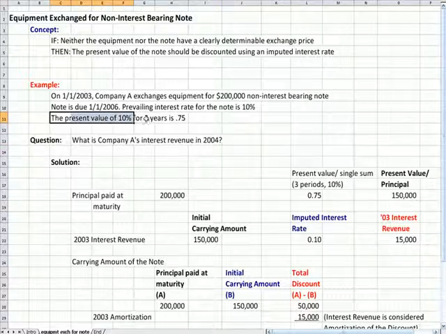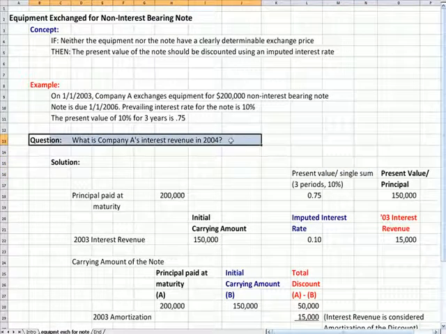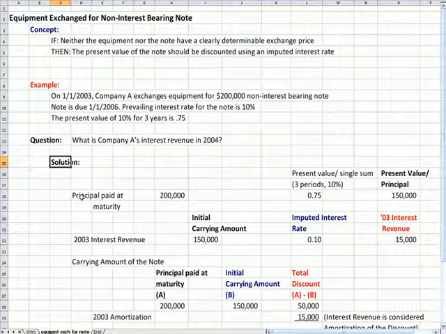The present value of 10% for 3 years is 0.75. If you went into the present value tables and you went to 10% and scrolled down to 3 years, you'd find 0.75 is the present value factor of a single sum, as you see down here. So the question that you're being asked is, what is Company A's interest revenue, what do they earn in 2004? So the beginning of the solution is to figure out the present value of that principal amount of $200,000 that you're going to be paid at maturity.